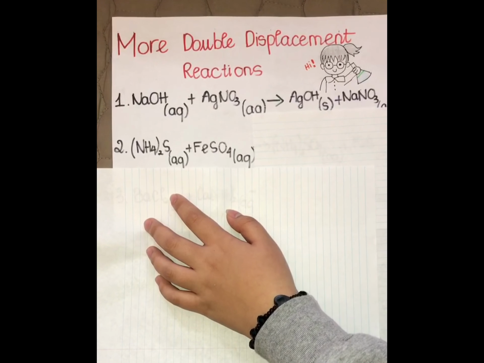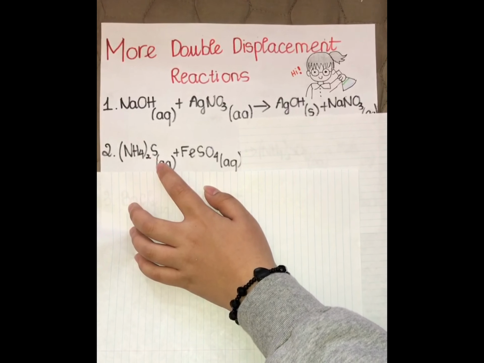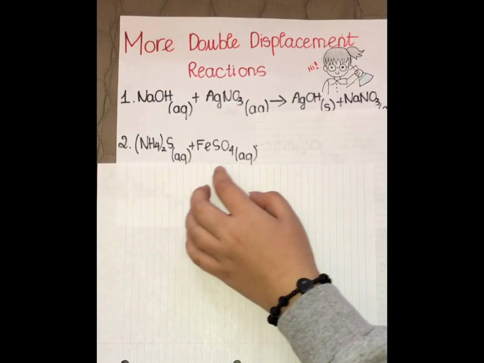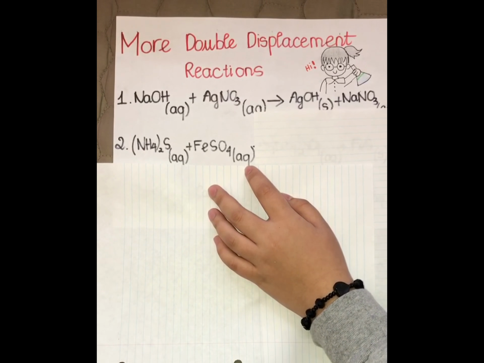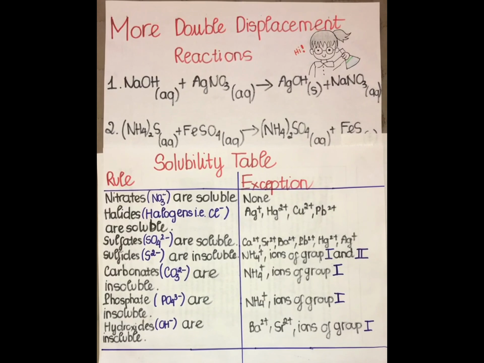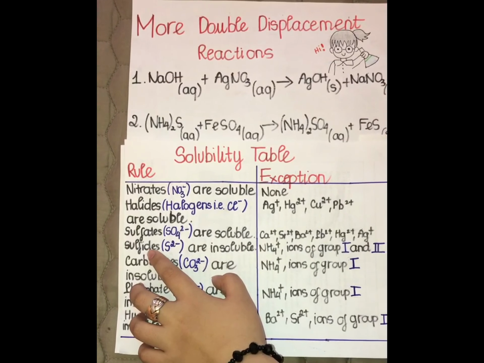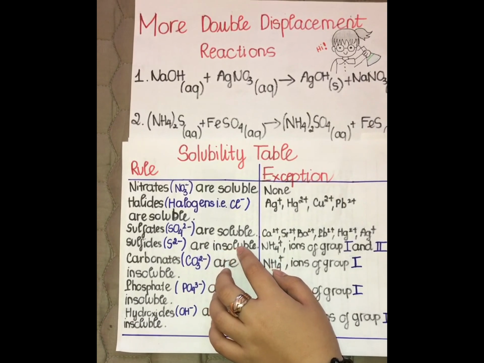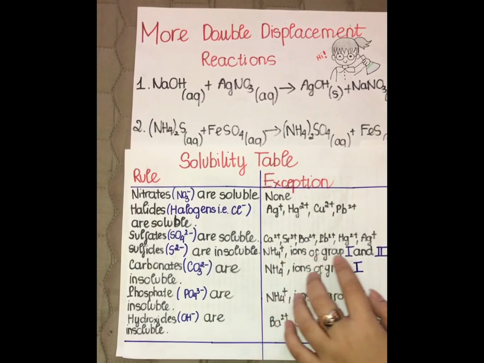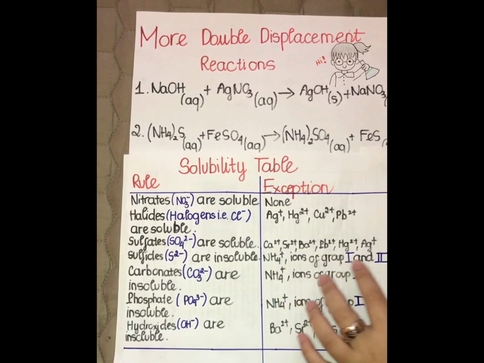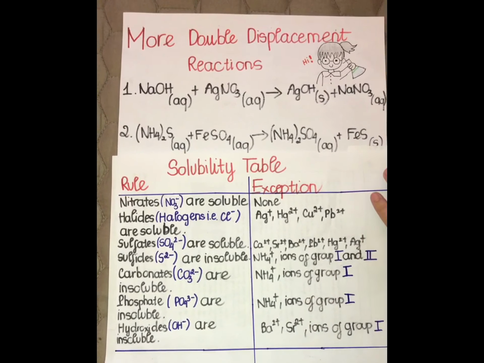Number 2, we have NH4 stay at aq combined with FeSO4, it will stay aq. And for FeS, as you can see, sulfides are insoluble, exception: NH4 and ions of group 1 and 2. Because Fe is not in ions of group 1 or 2, we just stay at solid.